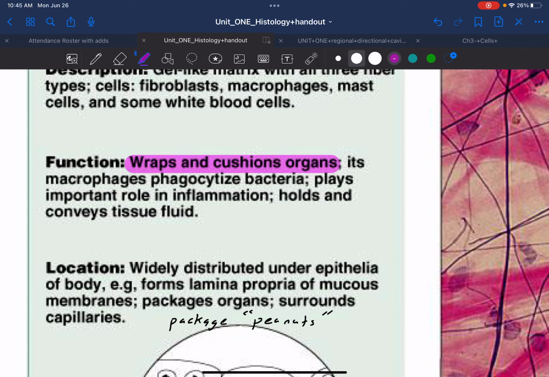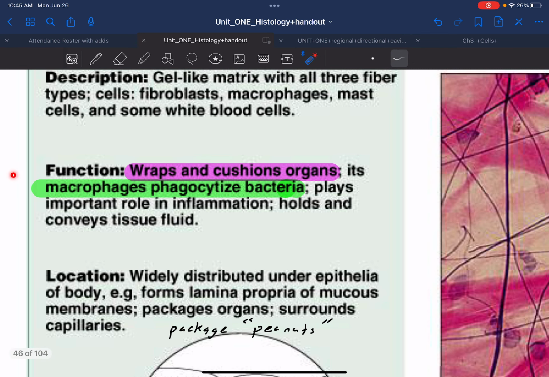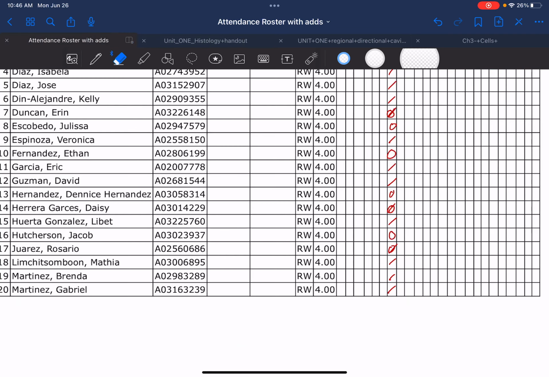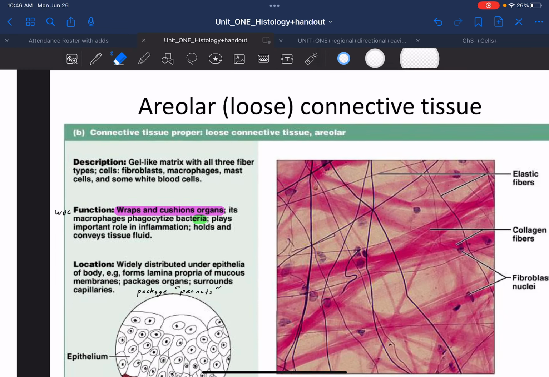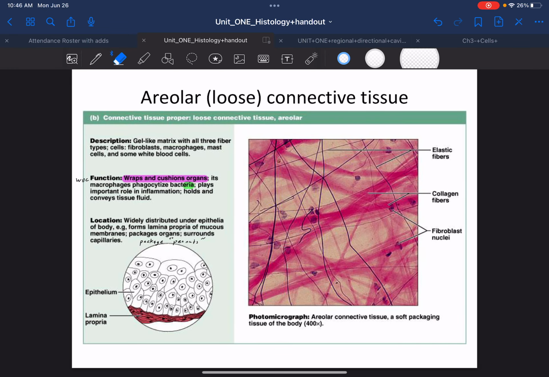It wraps and cushions organs. And it also allows for macrophages to phagocytize bacteria. In other words, it allows white blood cells, we're going to keep it light, white blood cells, to eat bacteria. This word comes up in lecture today, but to eat bacteria. And that's really it. That's the role of this tissue.